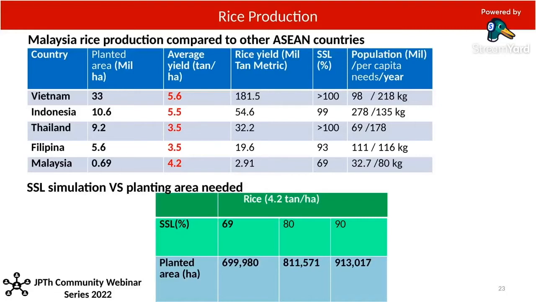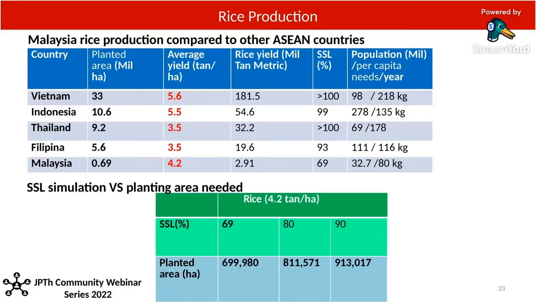Okay, our population is very low compared to other countries, and our needs per capita per year are also quite low because we have a low population. Our average yield is not so low, but the planted area that we have compared to other countries is very low, not even 1 million hectares for rice production area. Vietnam has about 33 million hectares, Indonesia 10, Thailand 9, and the Philippines 5.6 million hectares.